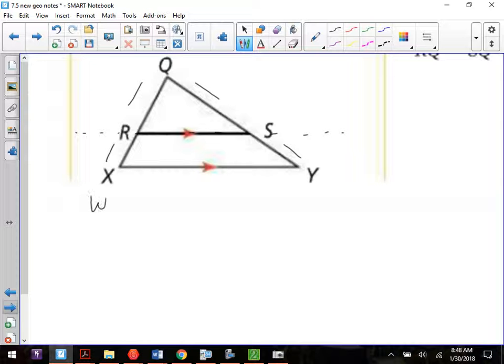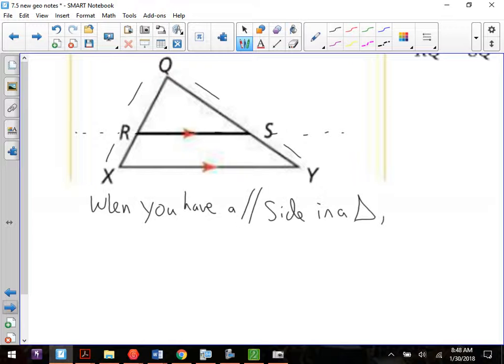So when you have a parallel side in a triangle, think of it as creating the fraction bar.